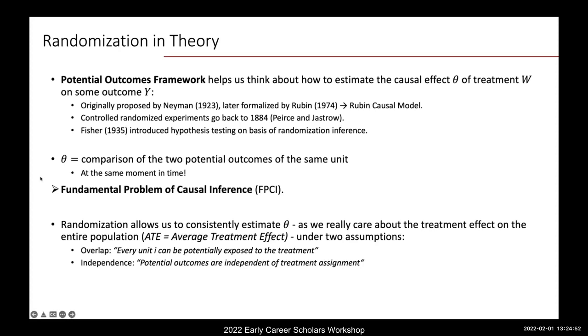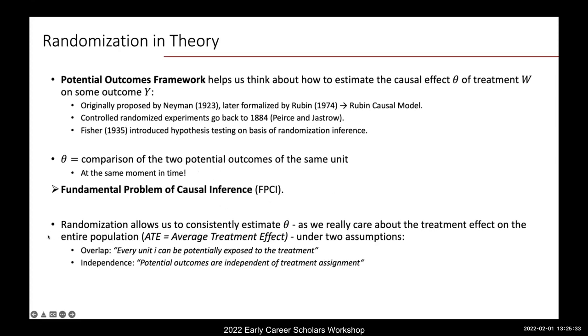okay? What we want to do is actually estimate theta as the comparison of two potential outcomes of the same unit. So the same person at the same moment in time. So what we would need is for us to clone ourselves to go in one direction, and at the same time go in a different direction. So this is called the fundamental problem of causal inference, because it's basically impossible for the same unit to be in two different states of the world at the same time, okay?